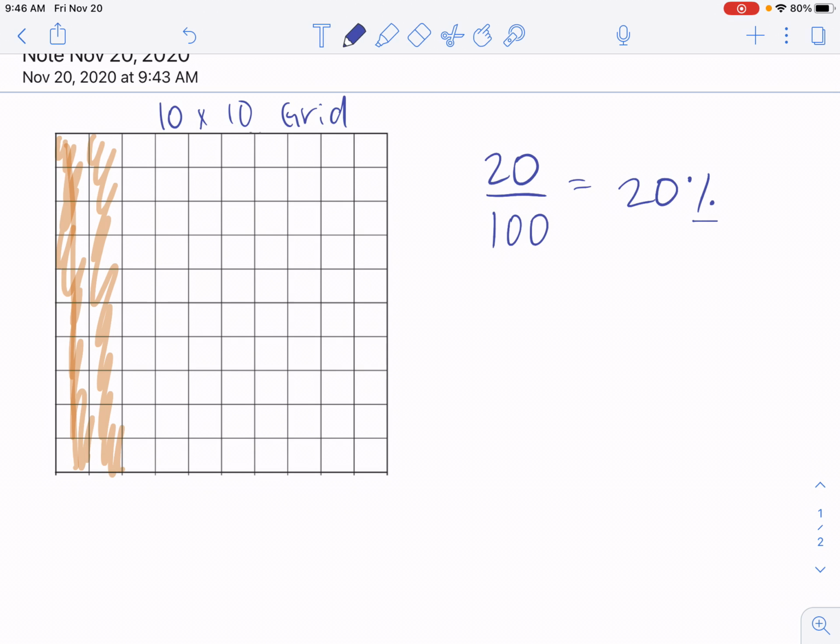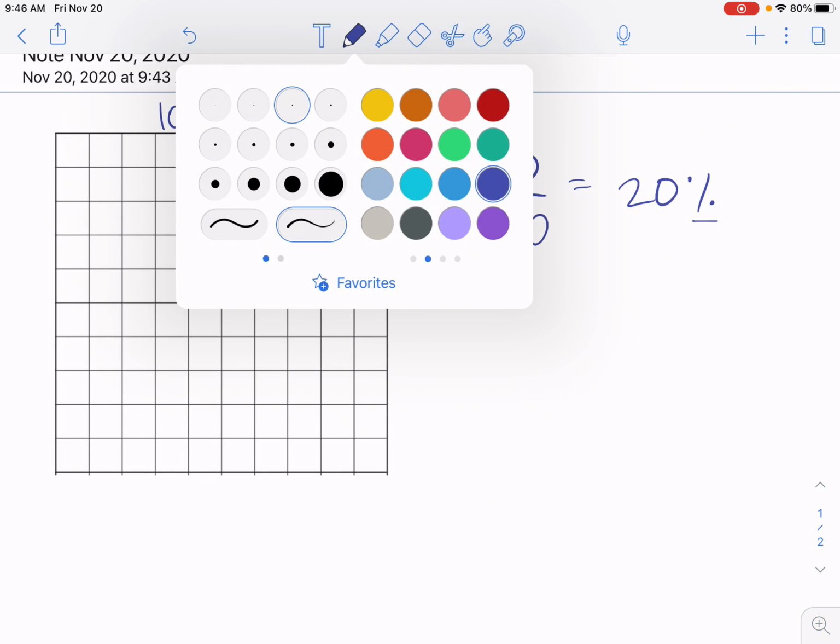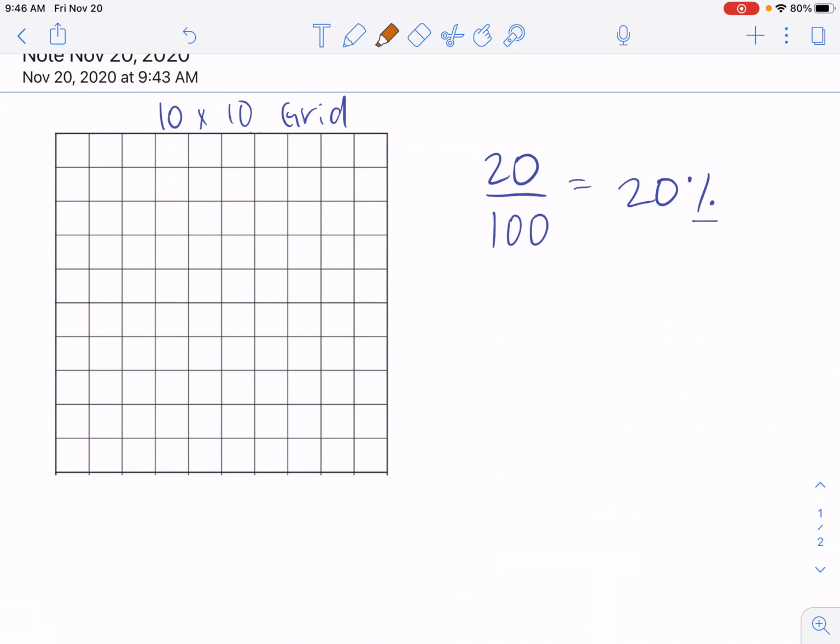This is not the only way to model 20%. What if I wanted this square, this square, this square? What if I wanted those colored in? That's also 20 squares. That's also 20%. Sometimes it looks a little bit different than 20 all in a row.